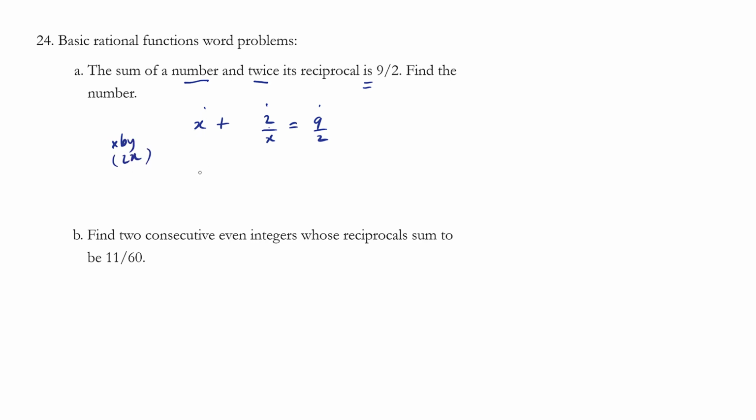So what ends up happening is we have 2x times x, which is 2x squared, plus we have 2 over x times 2x. The x's cancel out, and this becomes a 4, equals 9 over 2 times 2x. You can see that the 2's cancel out, and we simply have 9 times x, which is 9x. Let's throw everything over to the left, leaving a 0 on the right. We have 2x squared minus 9x plus 4 equals 0.